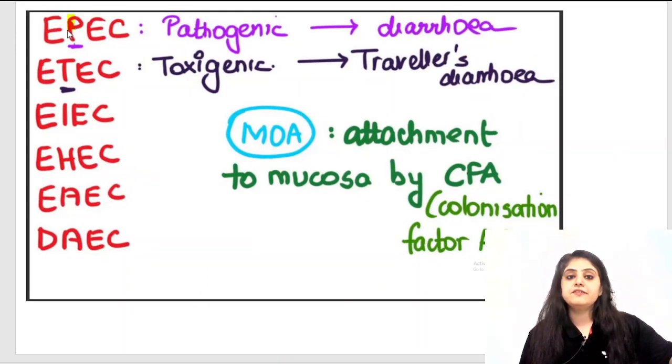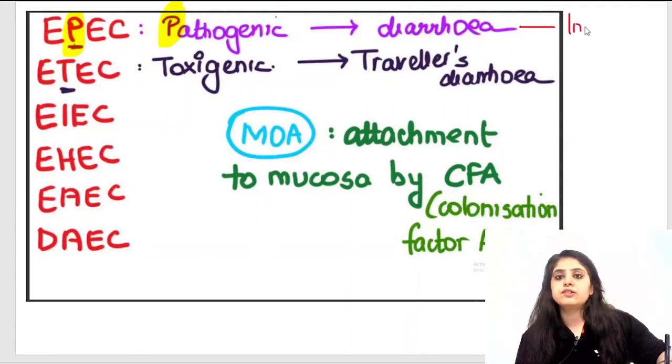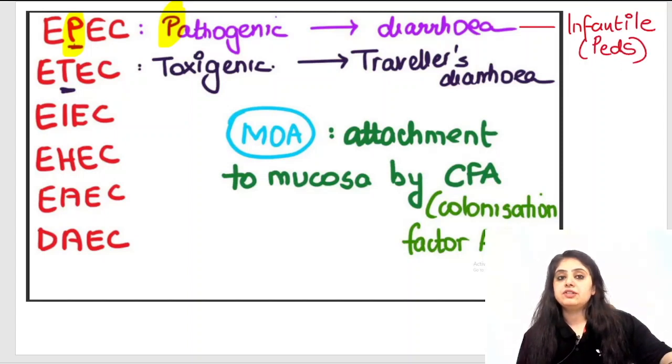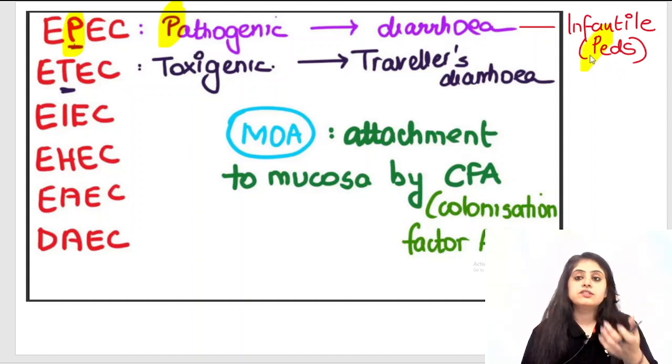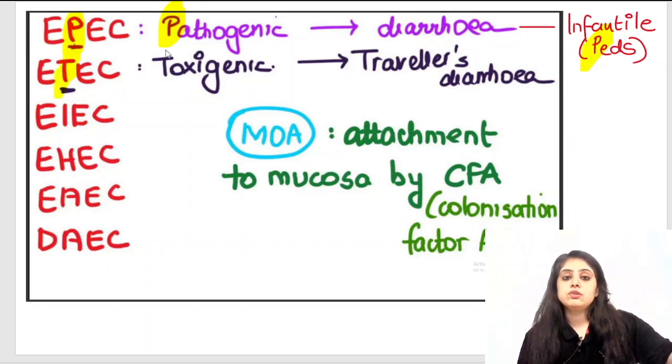So like I said, the first one is enteropathogenic E. coli. This also causes diarrhea, but which kind of diarrhea? It causes infantile diarrhea. What do I mean? How do I learn this? P for pediatric, P for pediatrics. So EPEC, enteropathogenic E. coli, causes pediatric or infantile diarrhea.